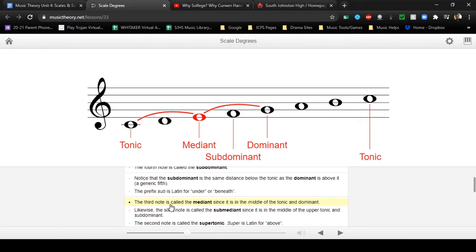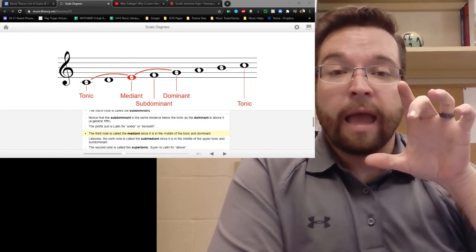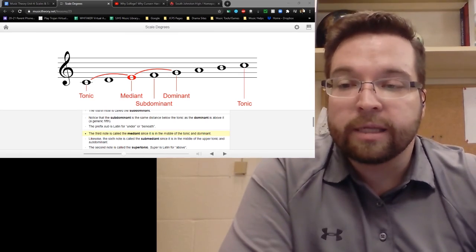Okay, the third note is called the mediant, since it is in the middle of the tonic and the dominant. It's right in between. Here's the low tonic, 1, 2, 3. Note 3, third note of any scale, is the mediant because it's in between the tonic and the dominant note. So it's between scale degree number 1 and scale degree number 5. 1, 3, and 5. You'll also learn later on that the tonic, mediant, and dominant notes, 1, 3, and 5, consist of a chord. Three notes tied together, played together. We'll learn about those in a future lesson as well.